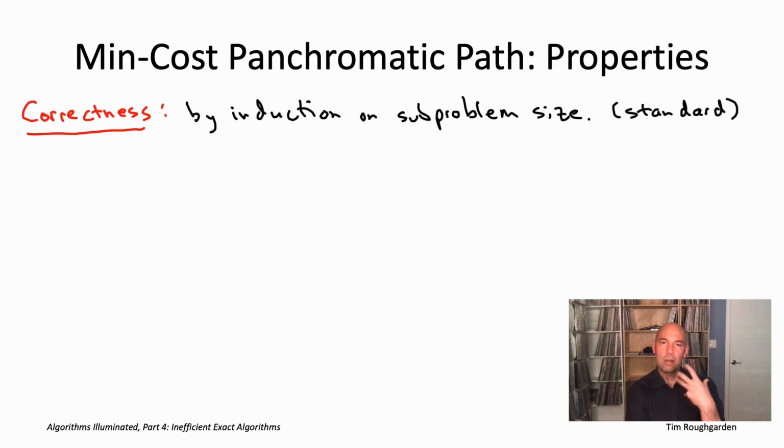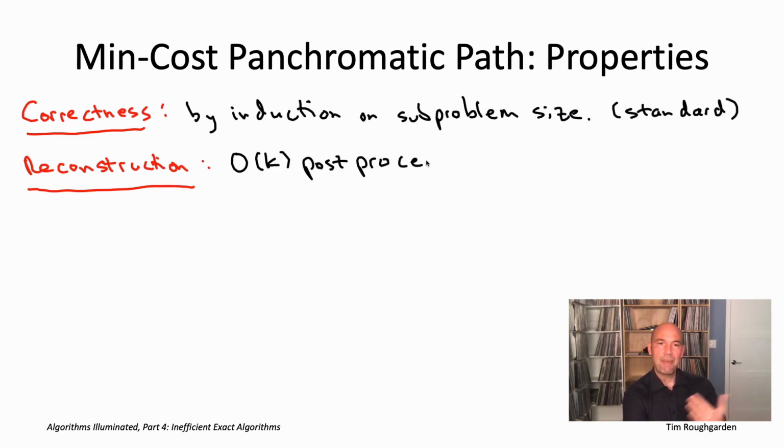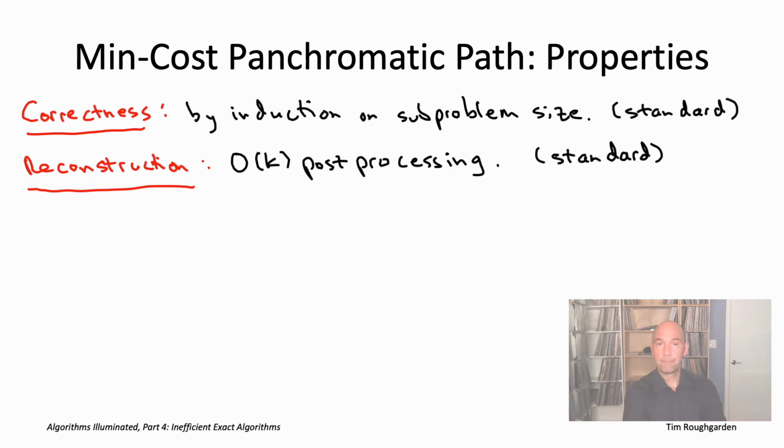As usual with dynamic programming, I've just showed you the basic version, which does the forward pass through the subproblem solution array. So this algorithm would be fine if you just cared about knowing the value of the minimum cost panchromatic path. It doesn't give you the path itself. But as usual, it's simple to add a post-processing reconstruction step that traces back through the array and gives you the minimum cost panchromatic path. And it's going to be linear time, linear even in the path length k.